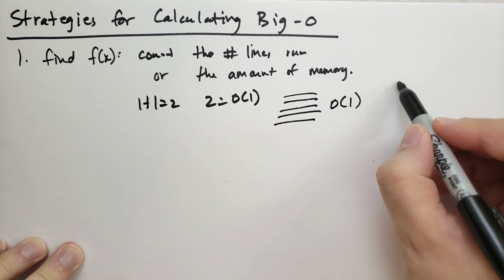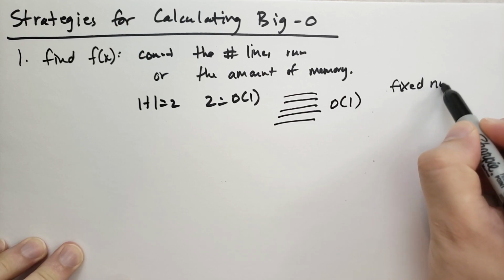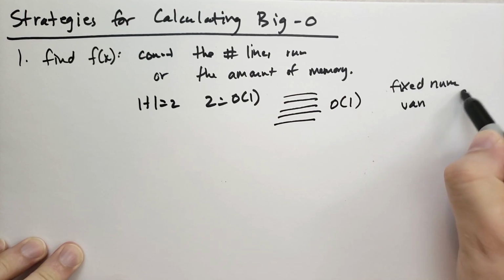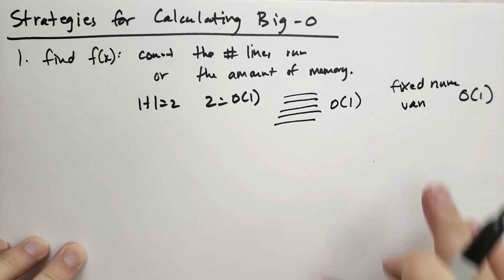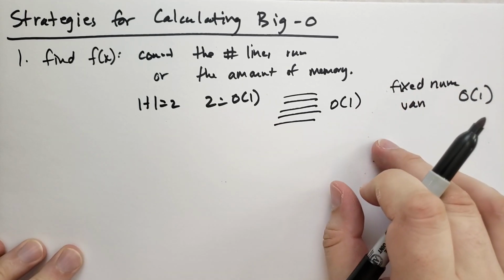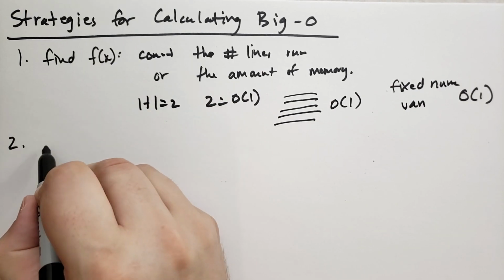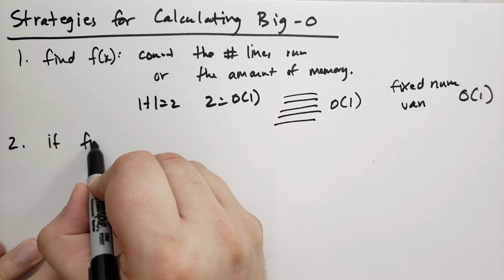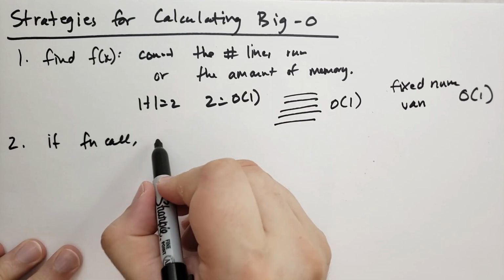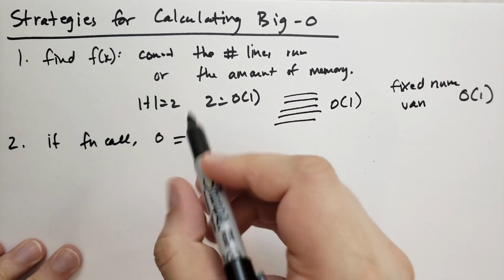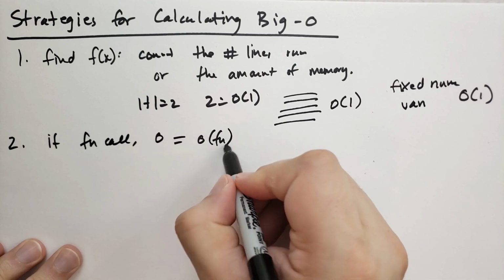And if we have a fixed number of variables, that's considered O(1) in memory. Okay, and that fixed number doesn't depend on the number of items we're talking about. Okay. 2, I note that if there's a function call, then the O is equal to the O of that function, right?